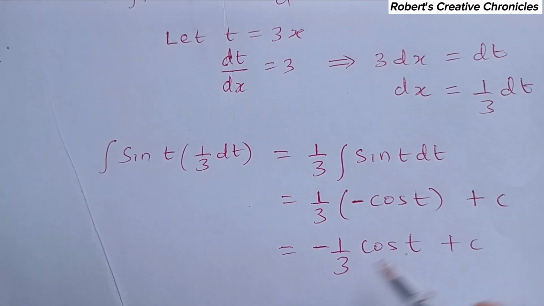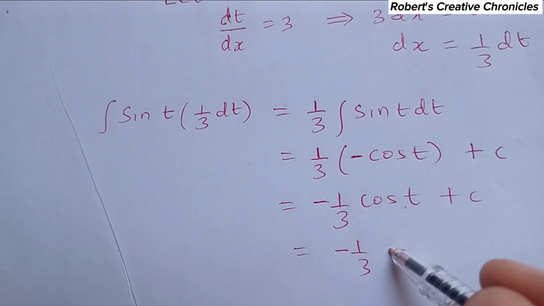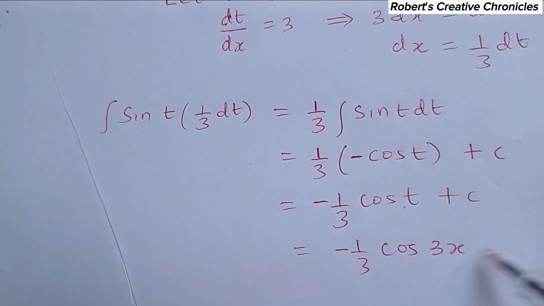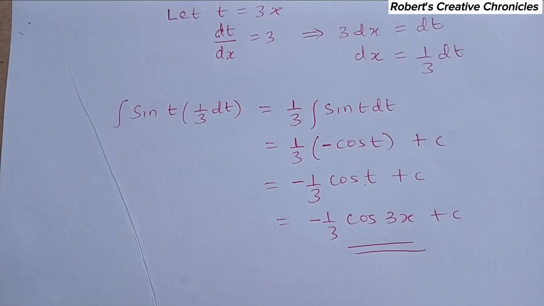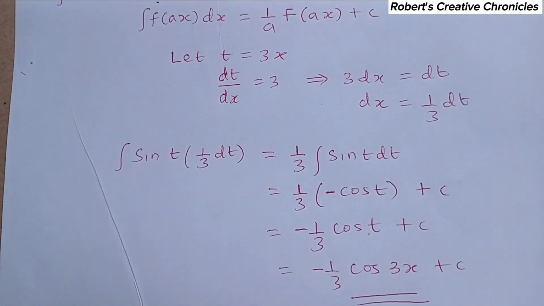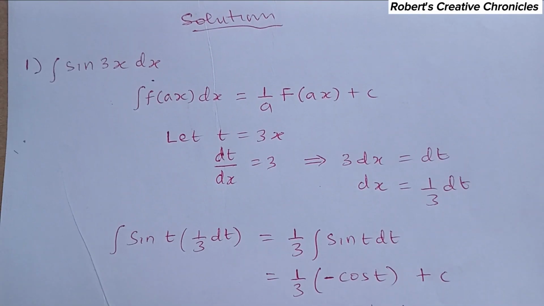t is 3x. So it becomes minus 1 over 3 cos 3x plus c. So this is the answer. This is the integral of the function that was given. And you can see that it's similar to what we got at the beginning from using the shortcut.